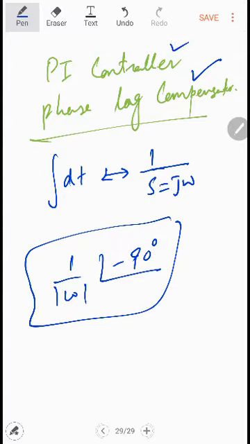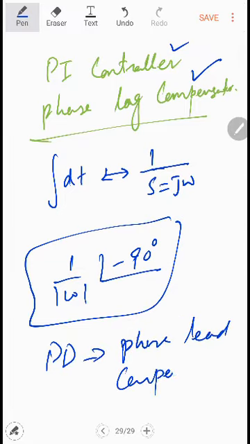And for the PD, we get plus pi, or we can say plus 90 degrees. With this plus, it will lead the reference signal. That is why it is called the phase lead compensator. So the PD is called the phase lead compensator, and this is called the phase lag compensator.